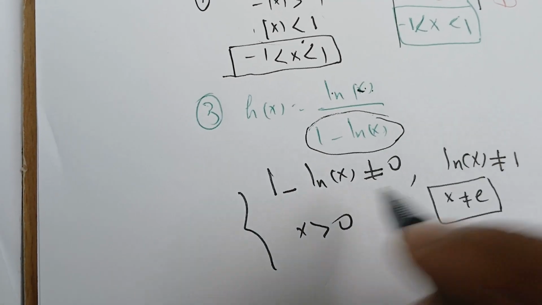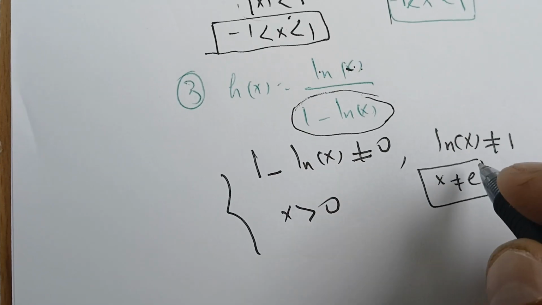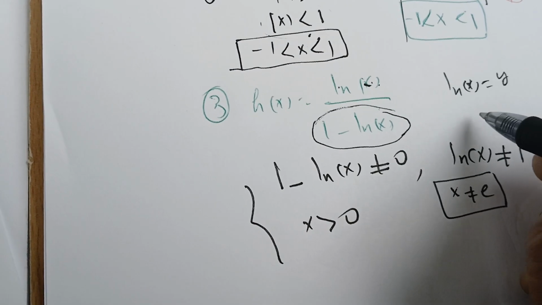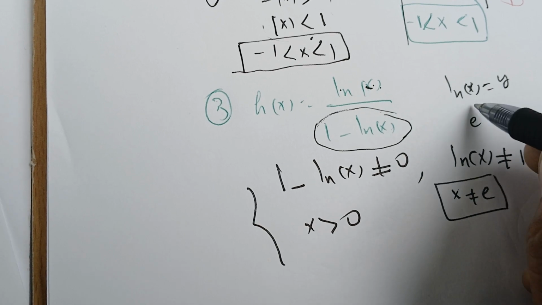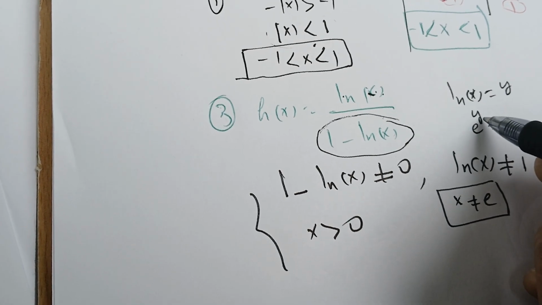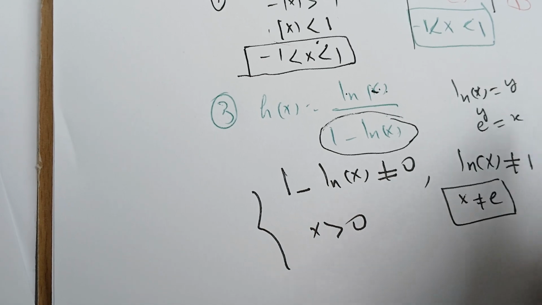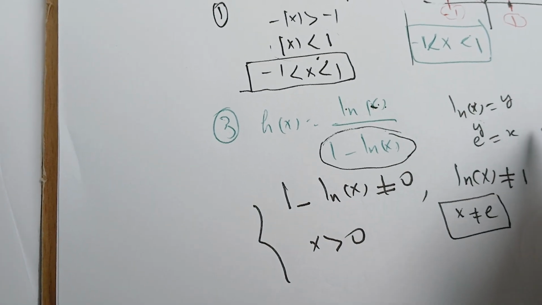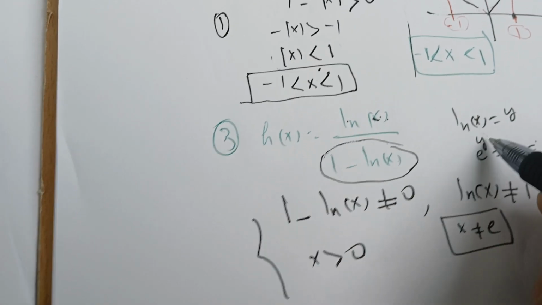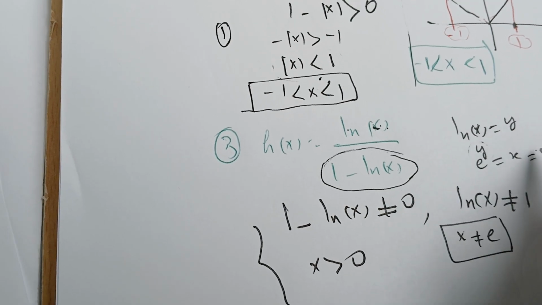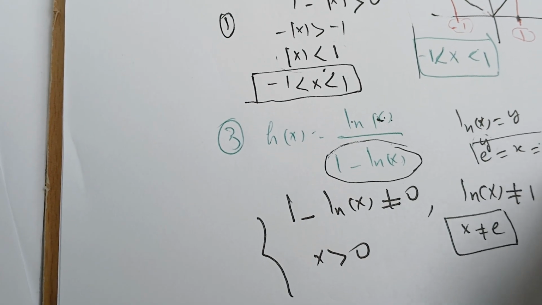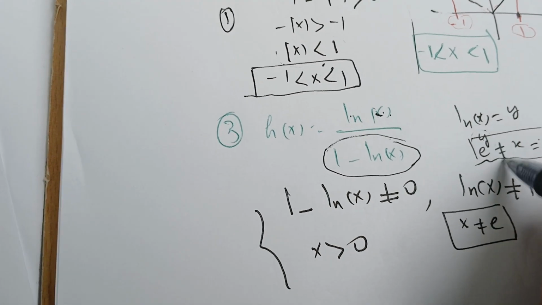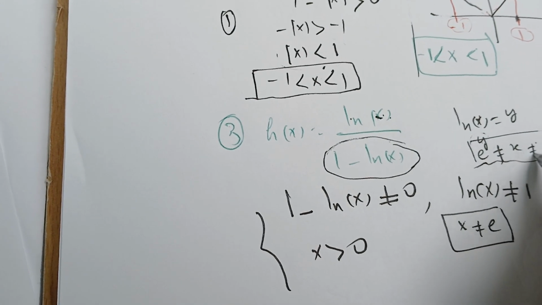We can also use the definition of the log. So ln of x equals some y. It means that this is the base e, so that means e to some y equals x. And since we have this y equals 1, so that means x is e. So we want x to be different from that. That means x different from e.